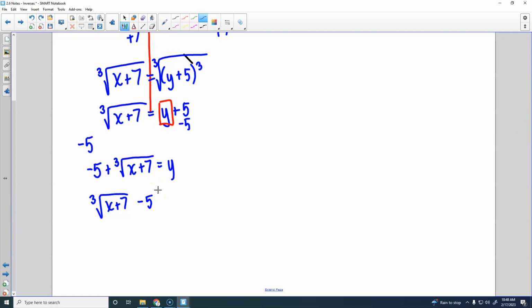The reason you're not going to see it written like that as often is because if you accidentally draw your root line just a little bit too long, where it looks like that minus 5 is under the root, then it's wrong, because that -5 is not under the root. So you're going to see this more often, but either is okay. So our g inverse of x is -5 plus the cube root of x plus 7.